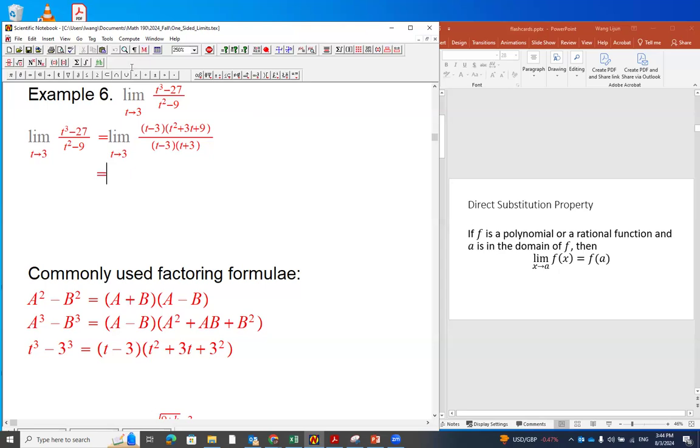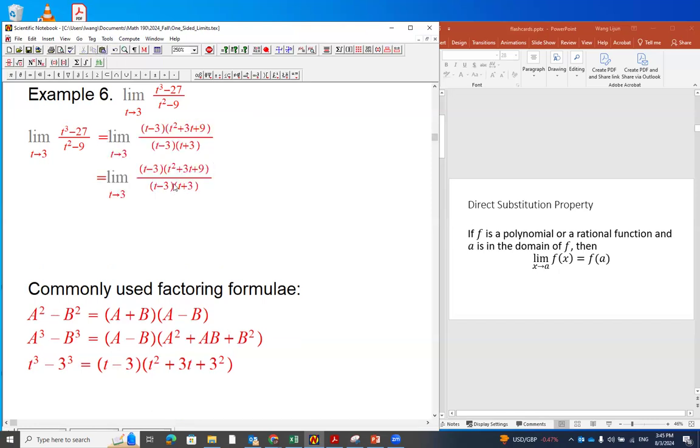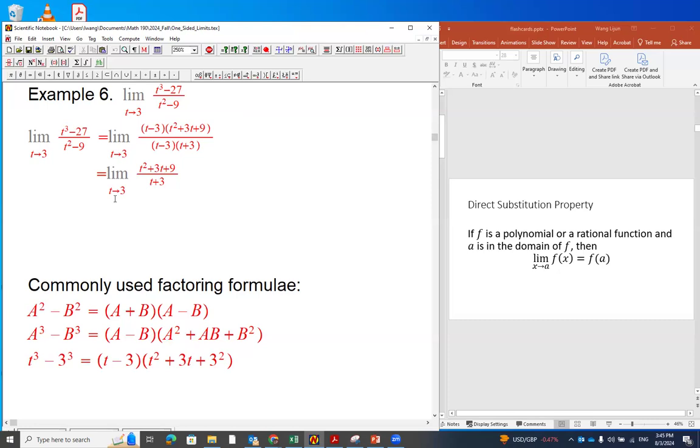Keep going. We can reduce t minus 3, but once again, like in the intuitive definition of limit, t is approaching 3, but t is not 3. T gets as close to 3 as possible, but t will never be 3, especially since 3 is not in the domain, right? So we can do the reduction. So t minus 3 will be reduced. And we can even remove these parentheses.